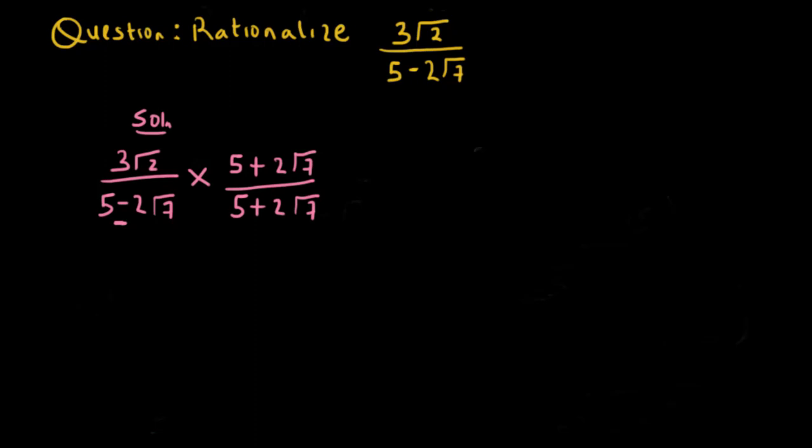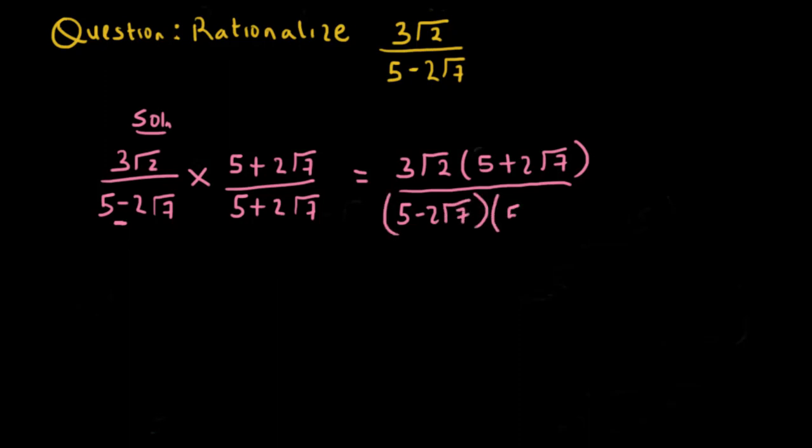Do you understand? Alright, remember, to make things clearer, we introduce brackets. So we have 3 root 2 into brackets 5 plus 2 root 7 all over 5 minus 2 root 7.